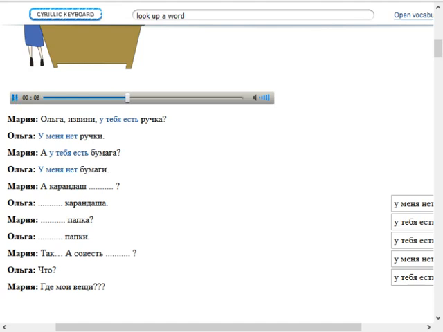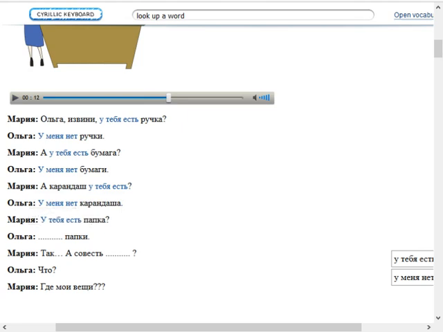А карандаш у тебя есть? Карандаш is a pencil, and I think we can already guess what Olga's going to say. У меня нет карандаша. Okay. У тебя есть папка? У меня нет папки. Okay. What is papka? That's obviously some other office material, but let's just quickly look up what is papka.